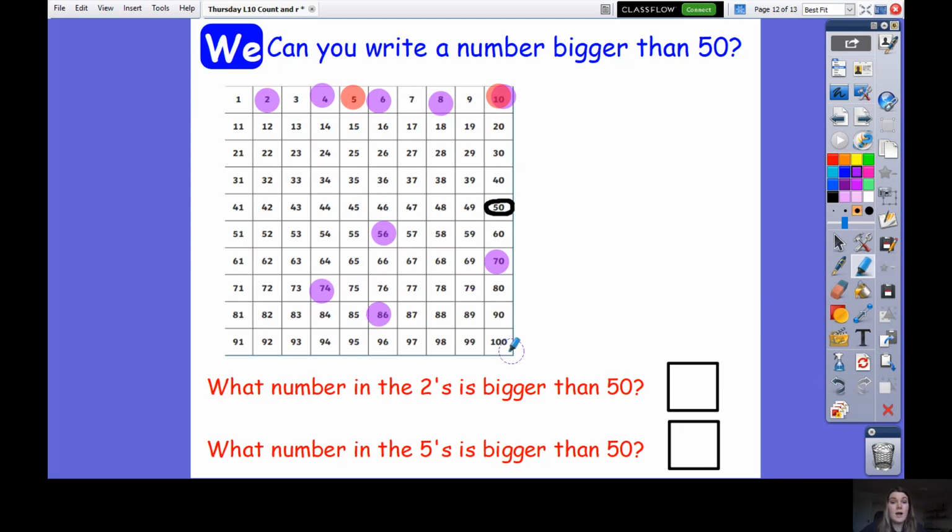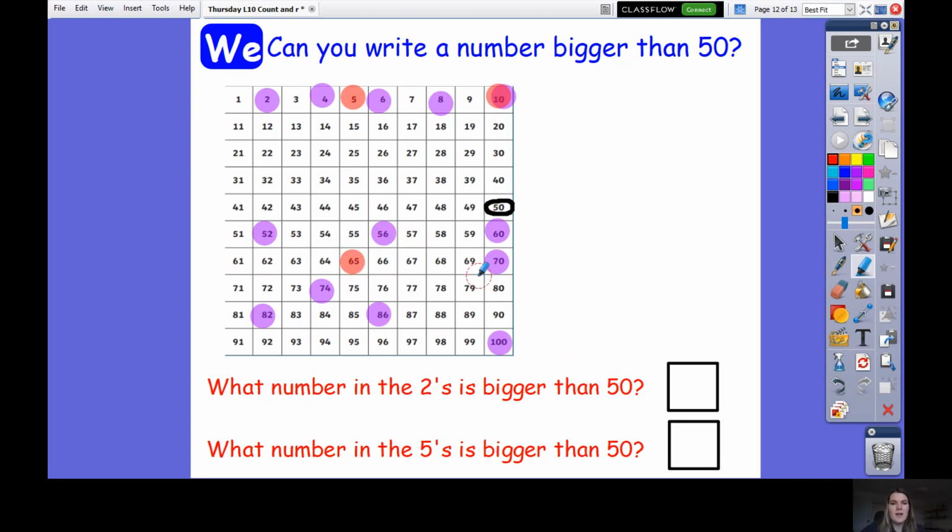86. Well done. 100. Absolutely. 82. Very good. 82 is in our 2s. It ends in a 2. 60. Very good. 52. Wow, you found so many. Okay, what about our 5s? What did we remember about our 5s? It has to end in a 5 or a 0. All right, what have you got then?